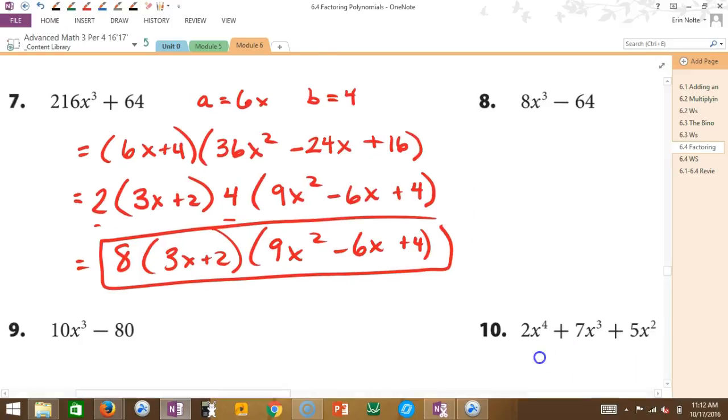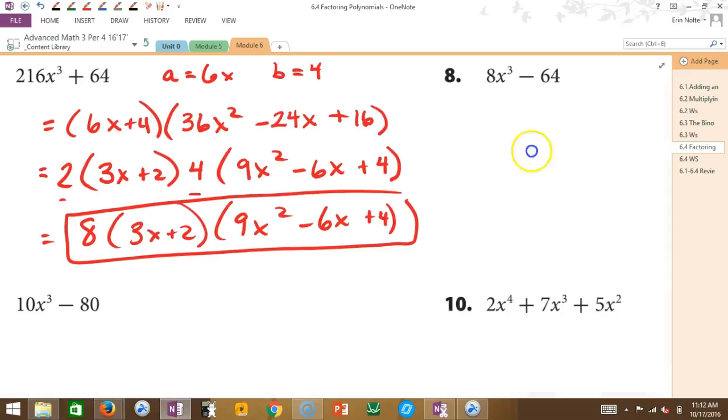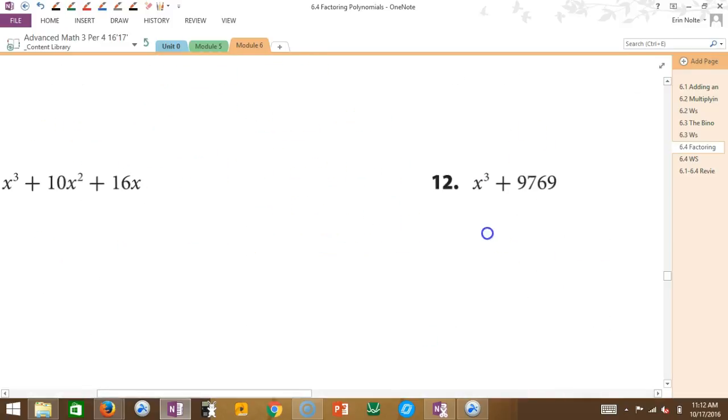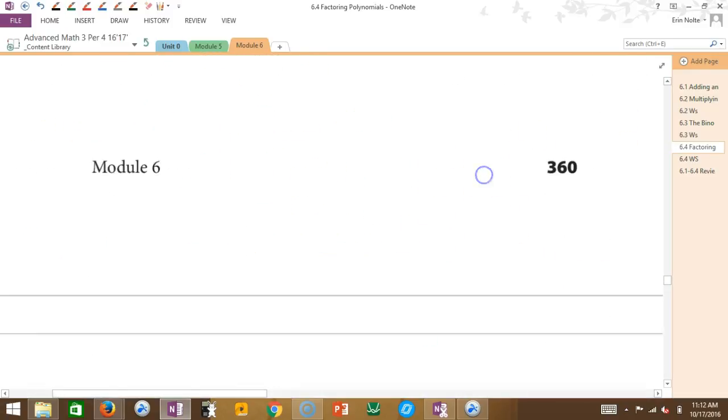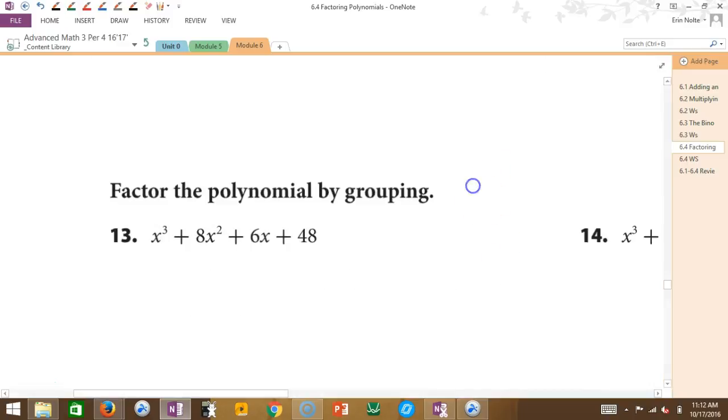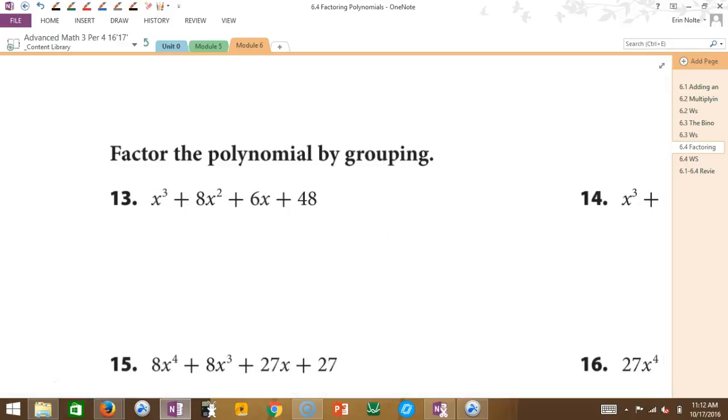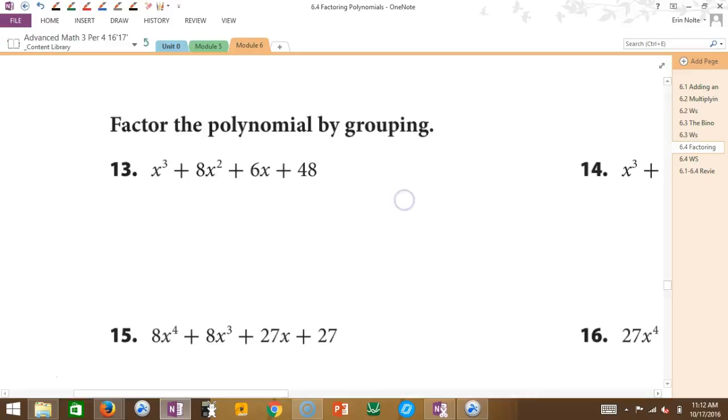That's pretty easy. Okay, let me see if I can find a good one. Whoa, oh my god, that's hard. Okay, let's do this. What method are we on? Let's call this the third method.